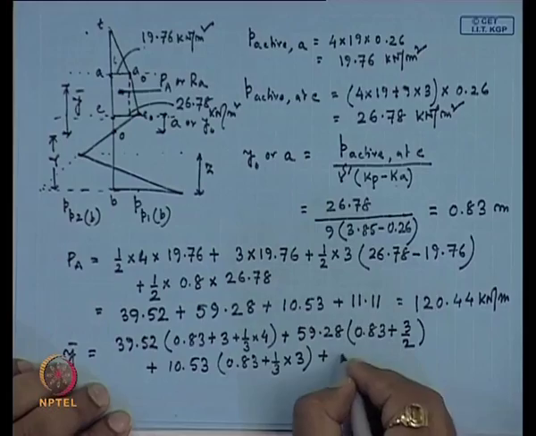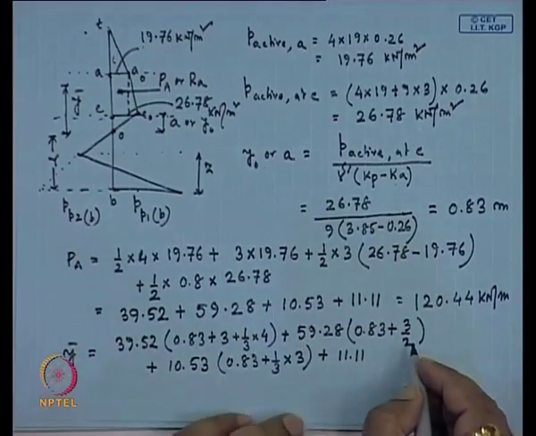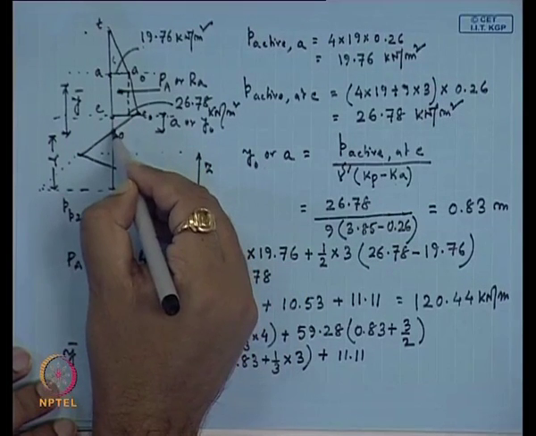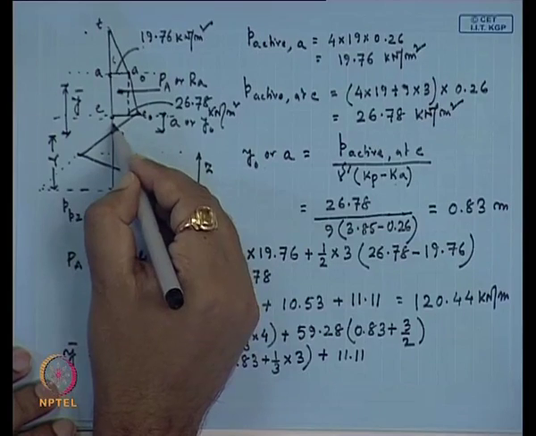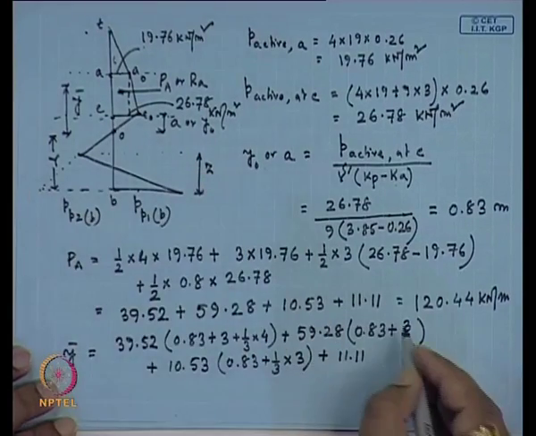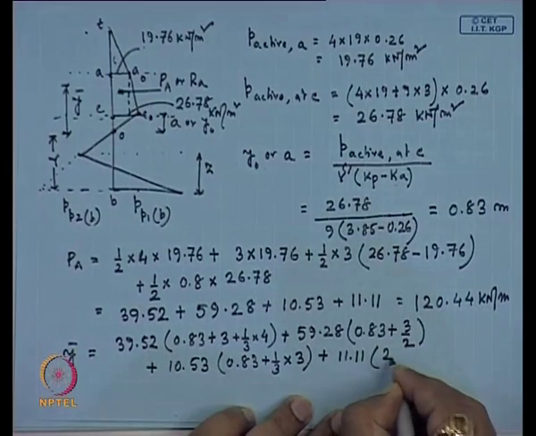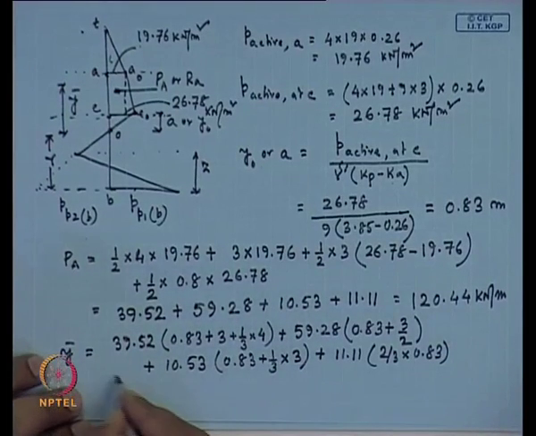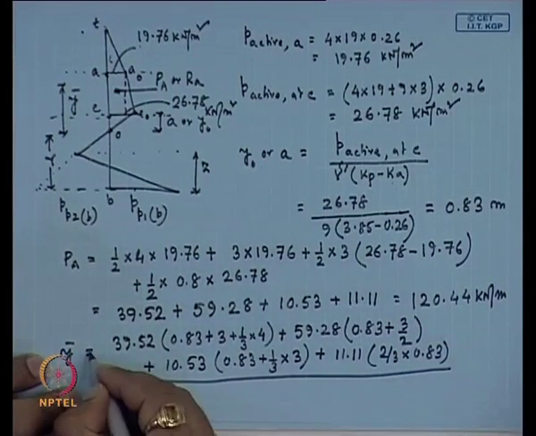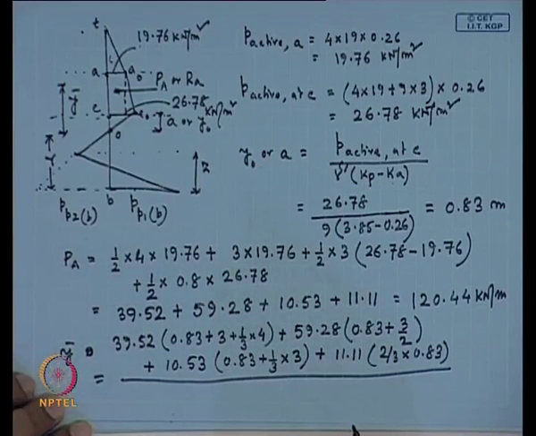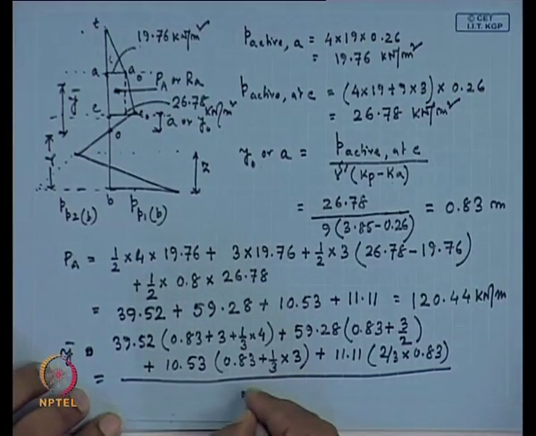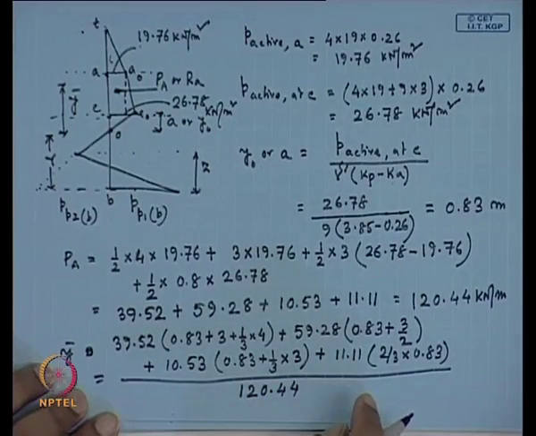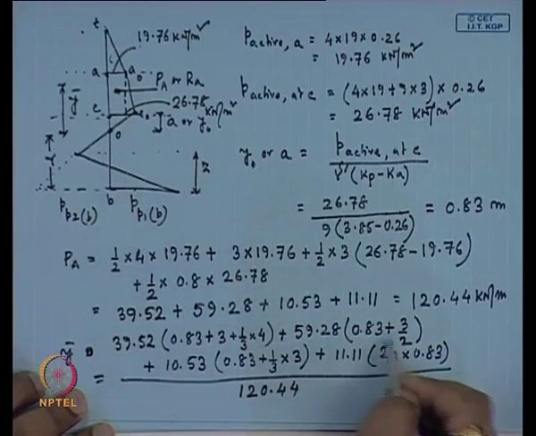Then the last one, 11.11, which is this triangle. That is also acting at 1/3 of the base, but from the O point that will be 2/3 of the height of the triangle. So, here we can write into 2/3 into the height of the triangle, which is 0.83, and this total is divided by the total force, which is 120.44. So, this is all the segments and then the total force.